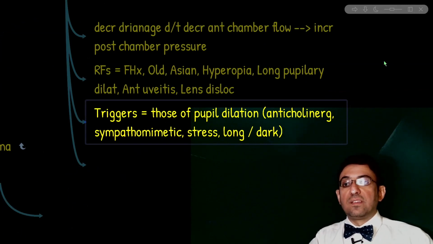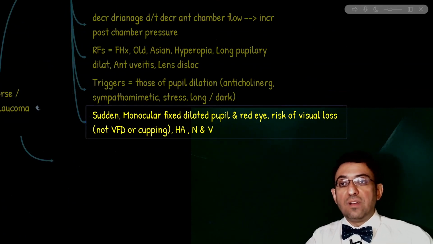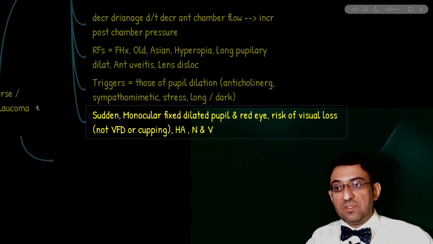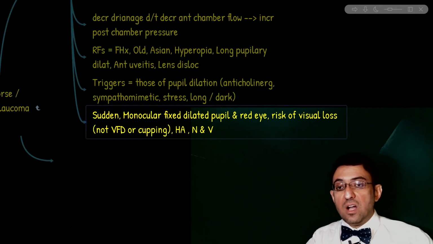What is the case presentation? We have a sudden onset eye pain with red eye, headache, nausea and vomiting, and possible blurred vision. What are the physical exam findings? Hard eye with fixed dilated pupil.